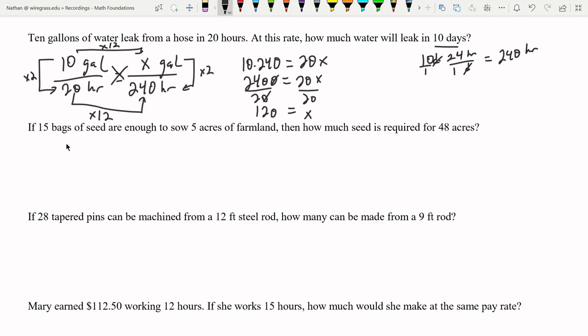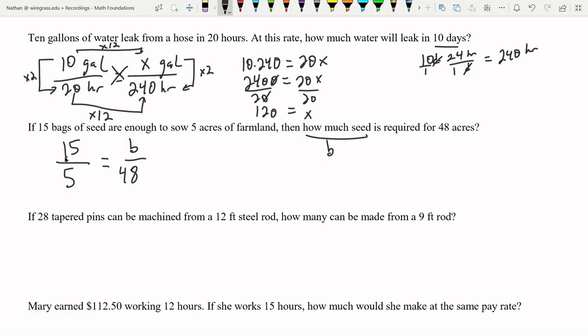All right, for the next one, we have 15 bags of seed are enough to sow 5 acres of farmland. How much seed is required for 48 acres? So how much seed is going to be our variable. You could use the variable x. Let me use the variable b here for bags of seed. 15 bags of seed for 5 acres equals b bags of seed for 48 acres.